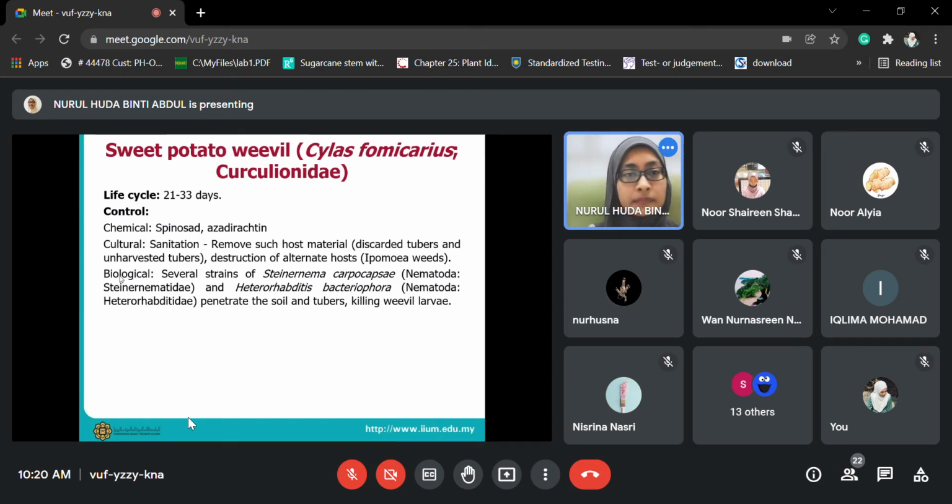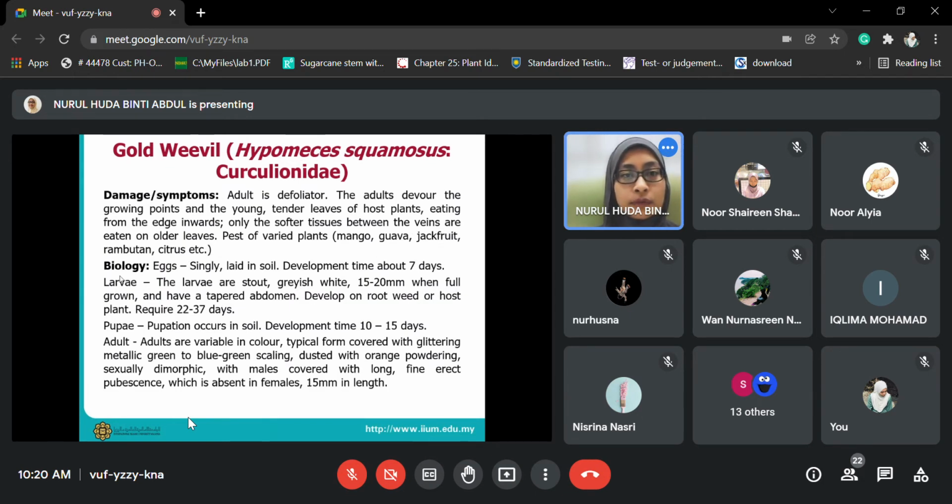Okay, and second one we have gold weevil, okay, Hypomeces squamosus. Since weevil juga ada punya nama, so in the same family, Curculionidae, where you can imagine that the adult of course has rostrum and it's beetle kan, so dia ada elytra, so all the characteristics of beetle dia ada kat sini. It's just that tambah dia punya beak tu tadi, okay, rostrum.